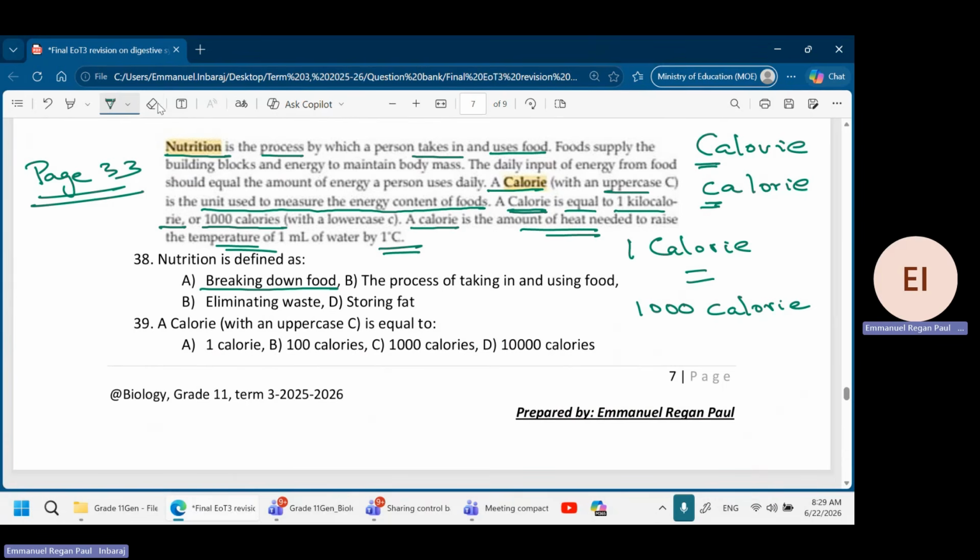Nutrition means, I'll erase this off. Okay. What is nutrition? Nutrition means the process of taking in and using food. This is called nutrition. What is a calorie with an uppercase?